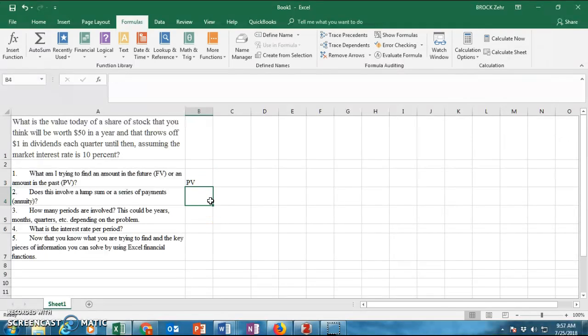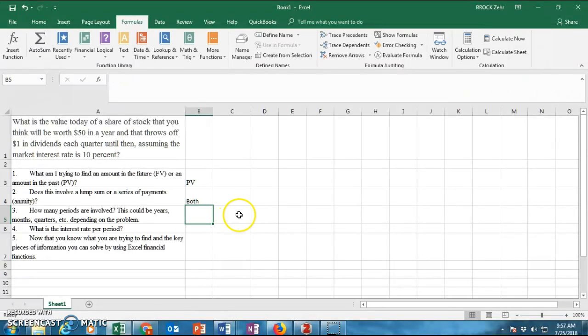Is this a lump sum or a series of payments? Well, it's actually both. I think that the stock will be worth a lump sum of $50 in 1 year. Until then, it's going to pay me $1 per quarter in dividends. So this one is actually both.